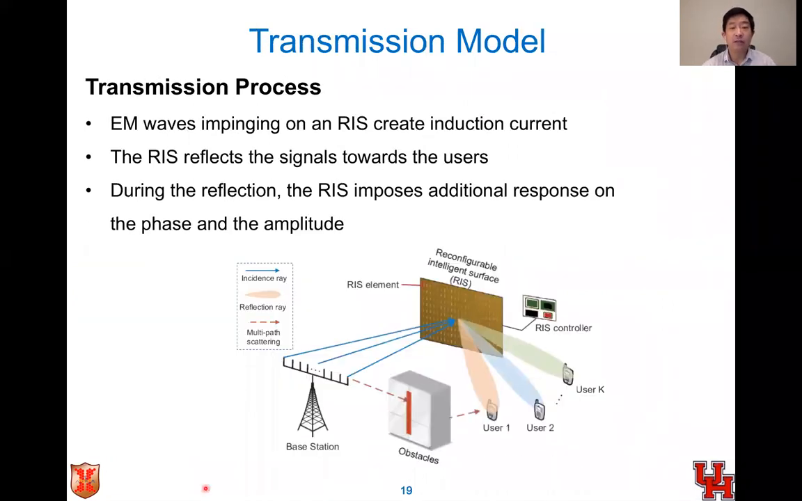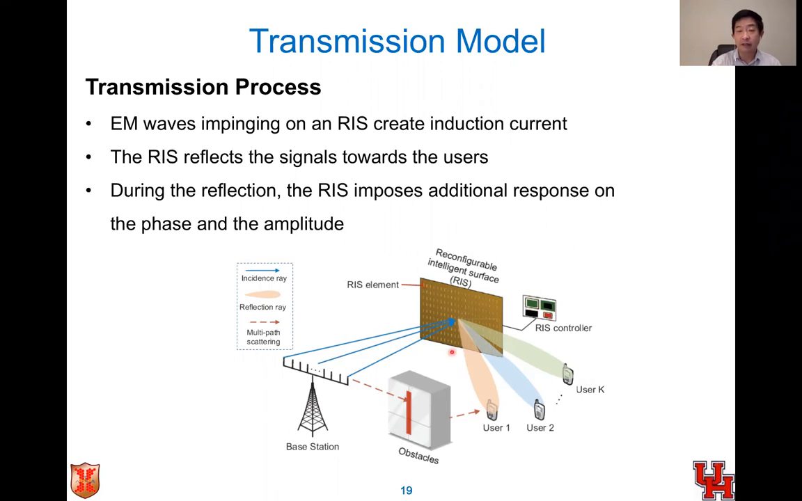And then the transmission process is that the EM wave impinges on the RIS surface, inducing current. The RIS refracts the signal towards the user. If a regular surface just bounces back at the same angle, for example, to user one. However, by using the RIS control circuit, they change the impedance here, so that the beam can bounce back to user two or user K. By doing this, they are electrically changing the direction of the reflection without physically changing the surface. That is a good thing.